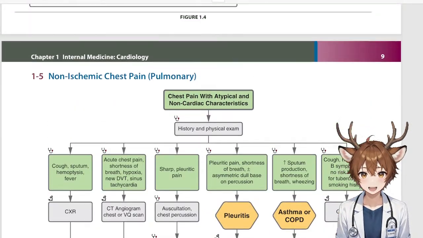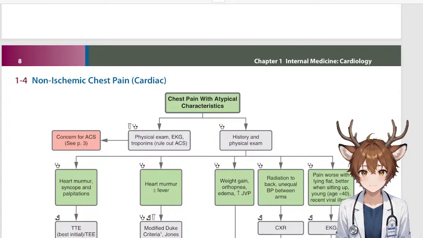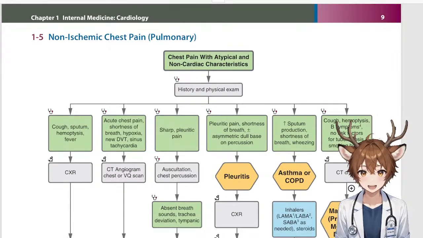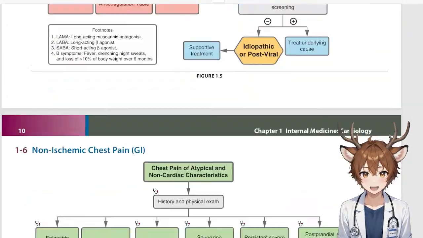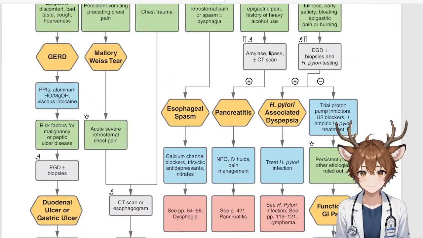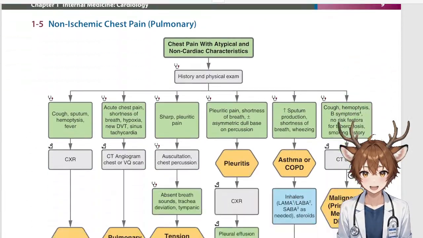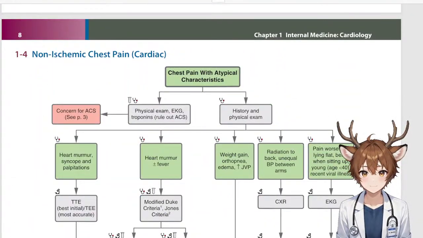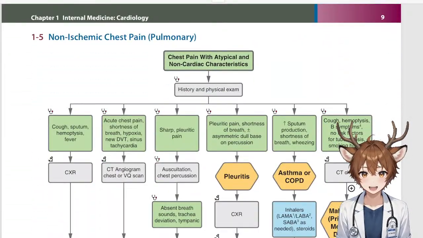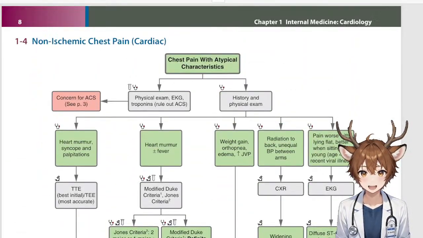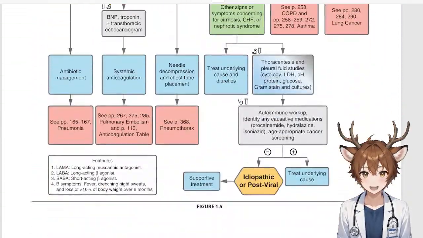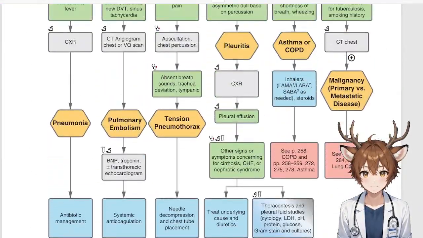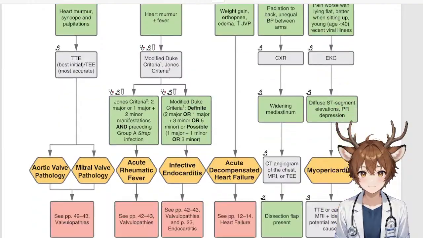So that was interesting. So that was all right there, I guess. I don't know. It says non-ischemic chest pain, cardiac. And now we're going right directly into non-ischemic chest pain, pulmonary. And this probably has an explanation to it. No, it doesn't. Okay. So this is pulmonary, and this is non-ischemic chest pain, GI. Well, I could do this probably and not be a big deal. I don't know. Let's go for this one.